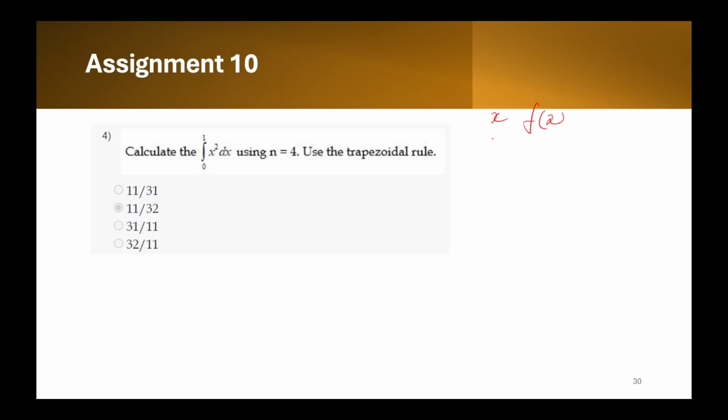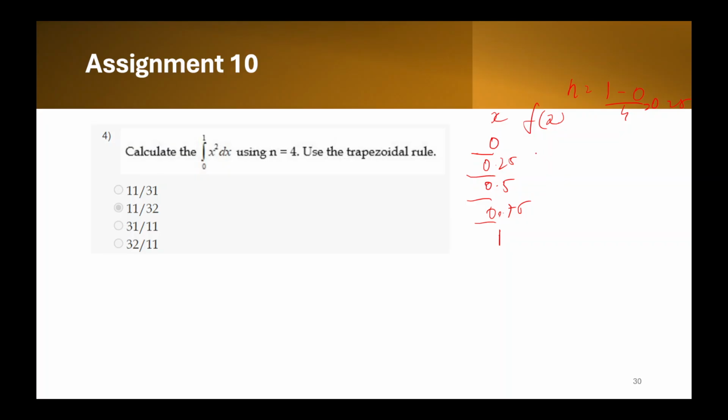First will be 0 and the last is 1. The number of intervals is given to us as 4. So h will be (1 minus 0) upon 4. This is the width, so it comes out to be 0.25. The second point will be 0.25, third point will be 0.5, fourth point will be 0.75. So the number of data points is 5, however, the number of intervals is 4.